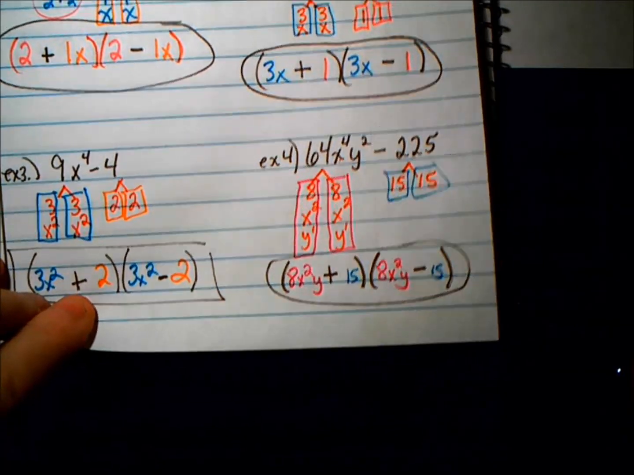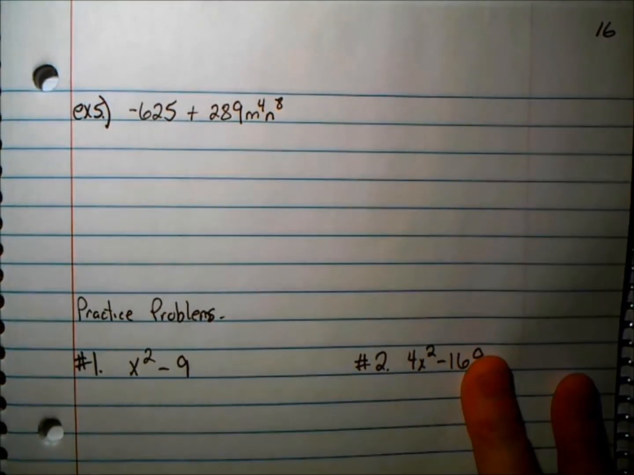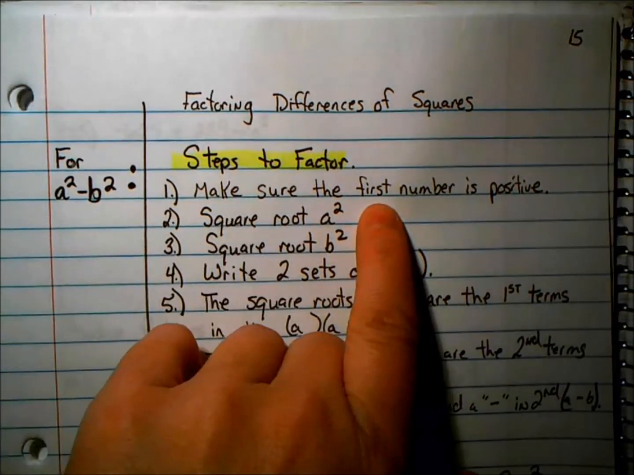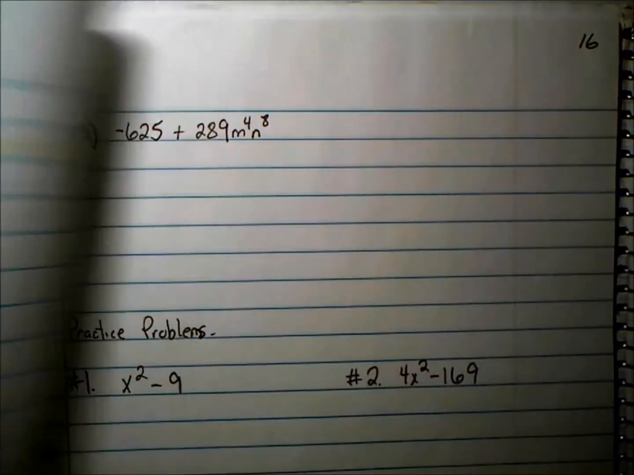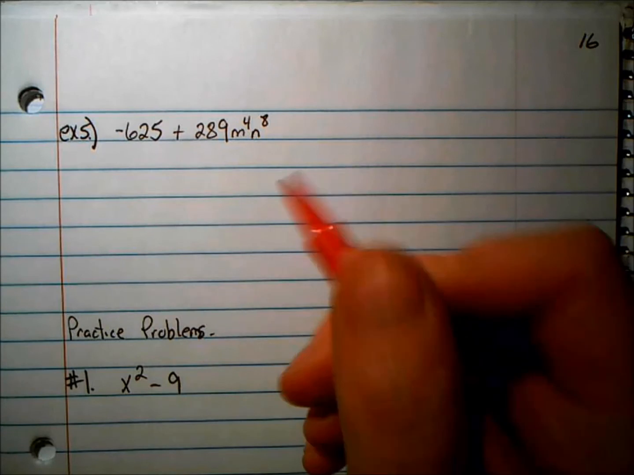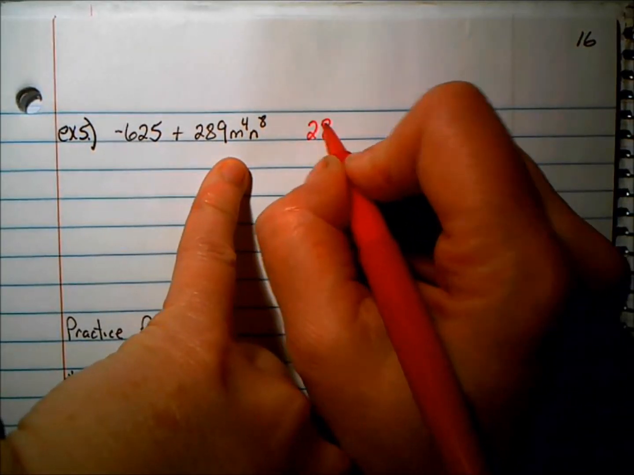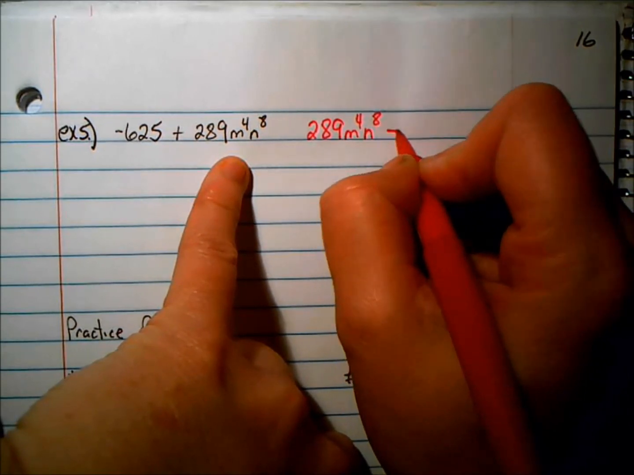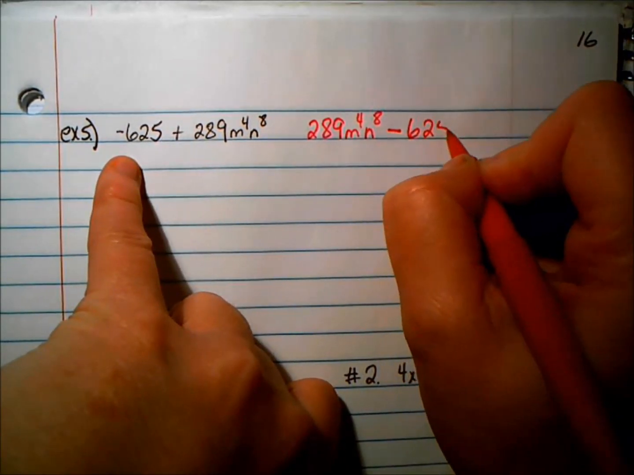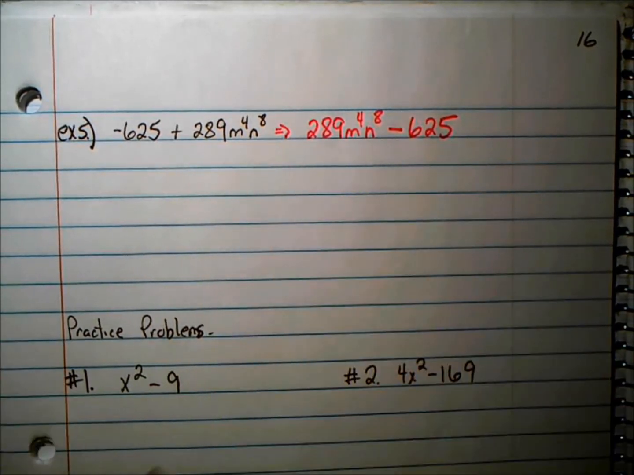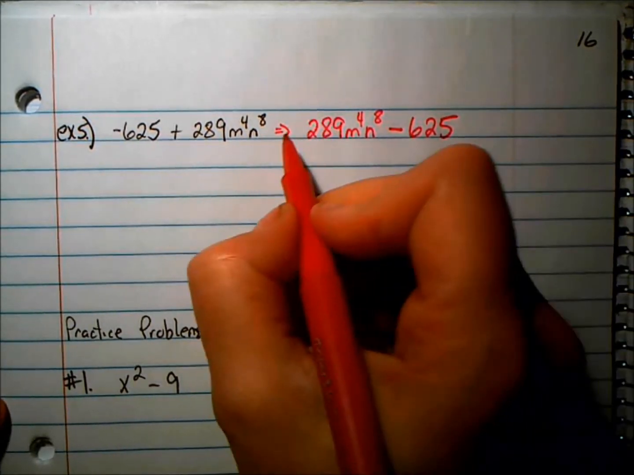Okay, I'm going to page 16. I got one more problem at the top before your practice problems. Now number 5, if I'm looking at it, remember step number 1 was make sure the first number is positive. This one is not, so that means I need to rewrite the order. So for this problem, it's actually going to be 289 m4 n8 minus 625. There's my rewrite. Changes to that. Okay, that's an arrow, by the way.